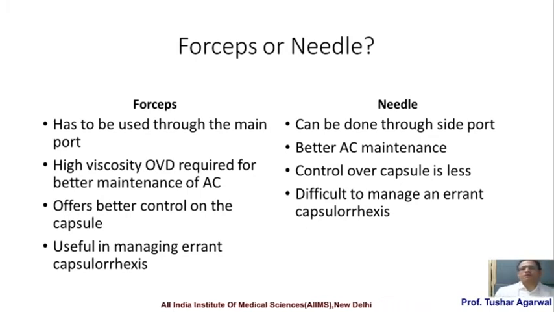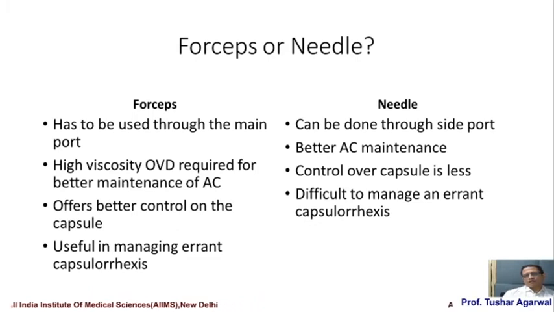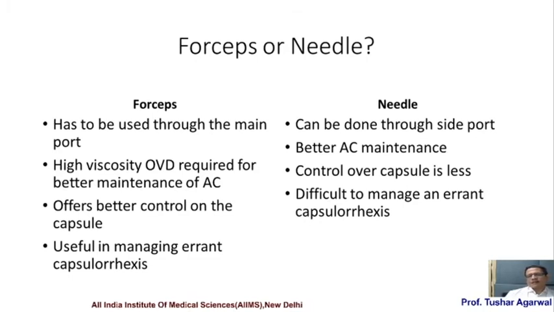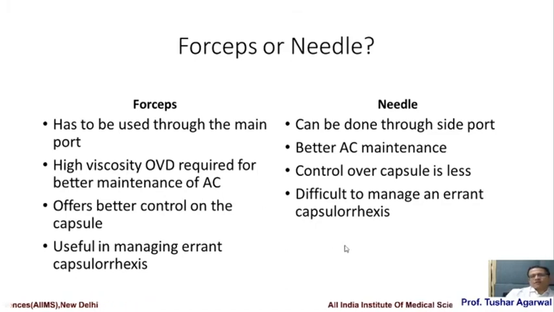Needle can be used through a side port. It allows for a better anterior chamber maintenance as the main port is not distorted. So you can use a viscoelastic like methyl cellulose to do the same. In contrast, forceps need to be used through the main port, so you need a high viscosity OVD. However, you'll find that the control over the capsule is always less with the needle as compared to the forceps. And if you ever land in a situation where there is an errant capsular excess, you always have to shift to a forceps to manage it. So my recommendation is that one should always use a capsular excess forceps to begin with while performing rhexis.